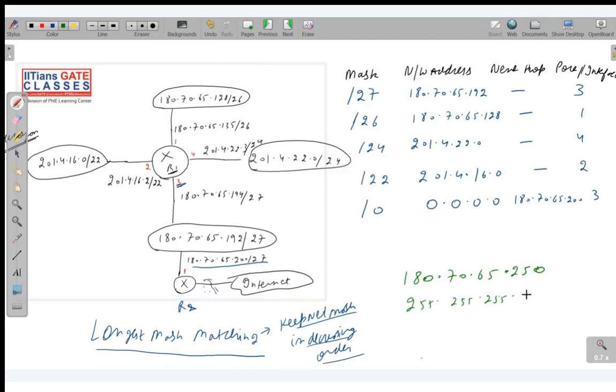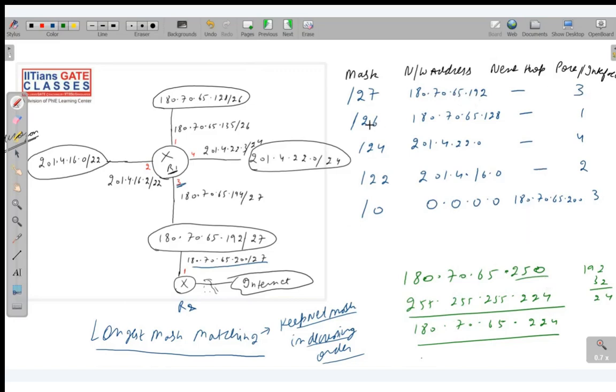255.255.255, three 255s will be there, and then it will be 192 plus 32, so 224. So what net ID will you get? 180.70.65.224. Any doubt here? No, sir. I have done it very fast because 250 we have done, and we are simply doing the AND. So 180.70.65.224. Please match it. 180.70.65.192 is there, so it is not matching. So I will not forward it from port number 3.